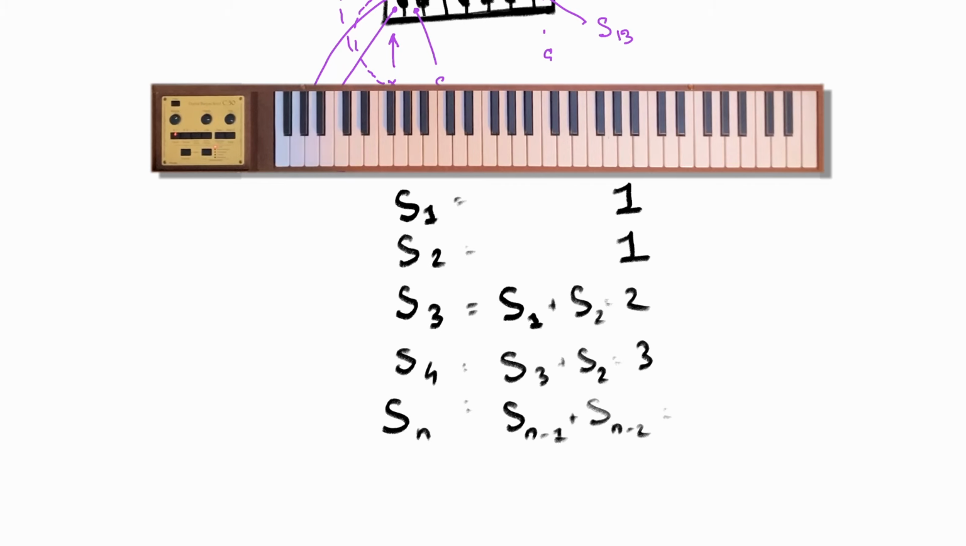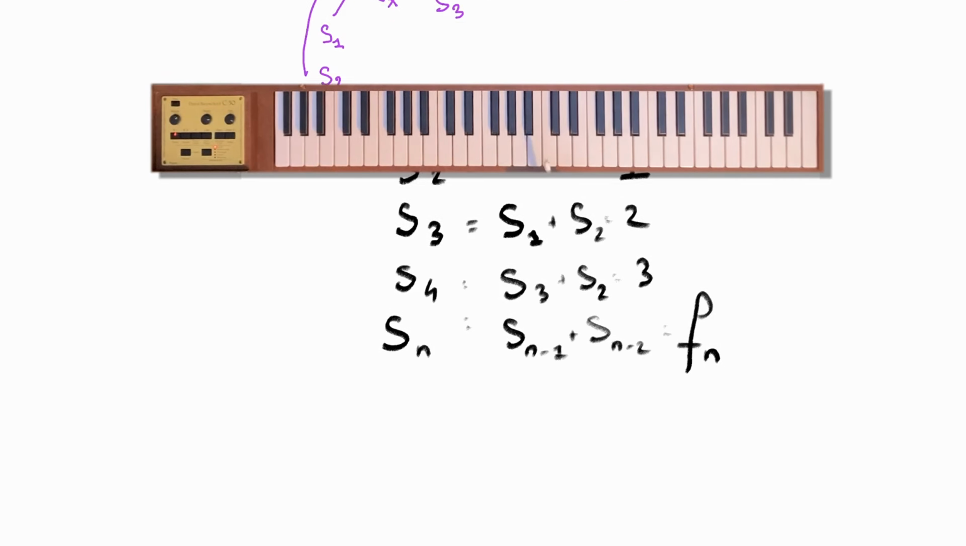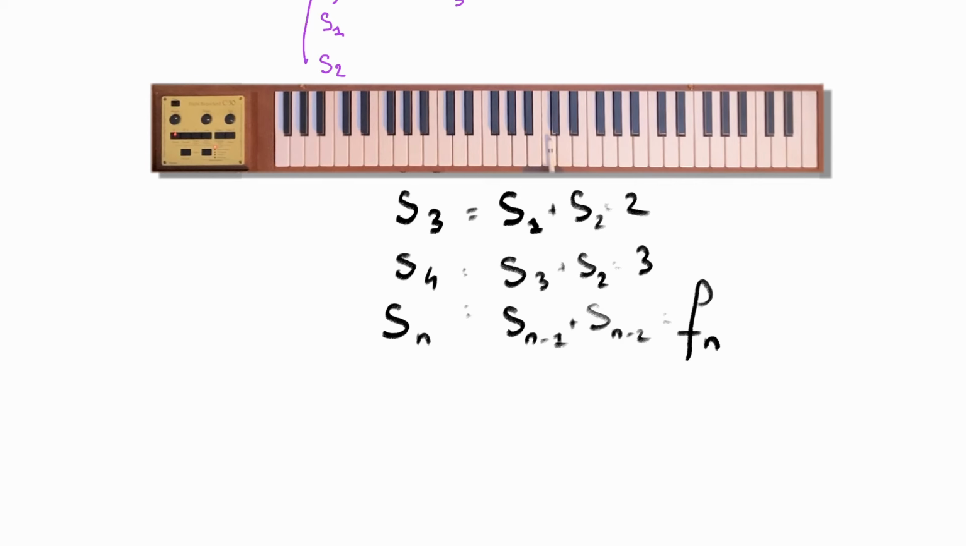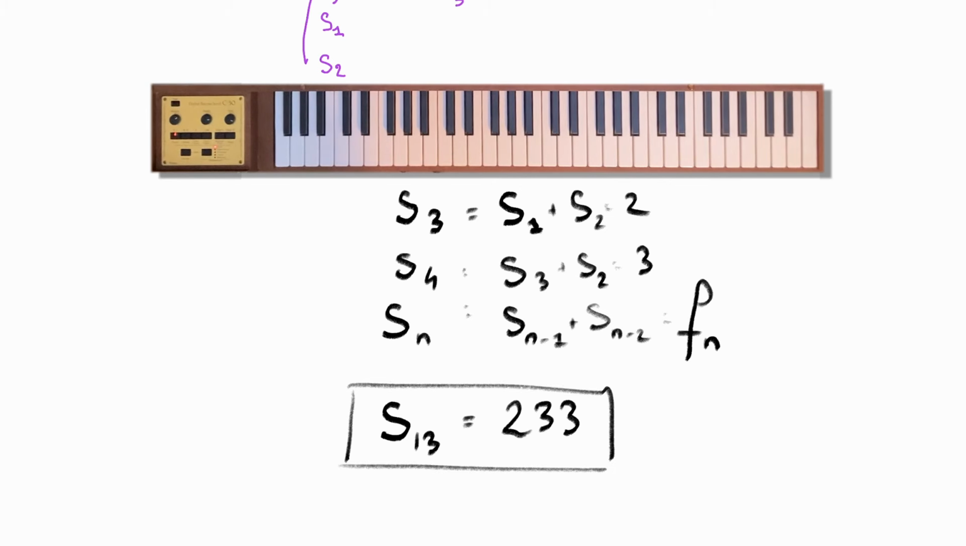And if you remember math class, these numbers 1, 1, 2, 3, the next one would be 5, then it would be 8. These are called the Fibonacci numbers, Fn, or Fn plus or minus 1, depending on how you define them. So now we can actually easily calculate the answer to our question, how many ways to go up from this C to this C using only tones and semitones. Well, we know that S13 is equal to the strange number 233 different ways. And so that is our answer.